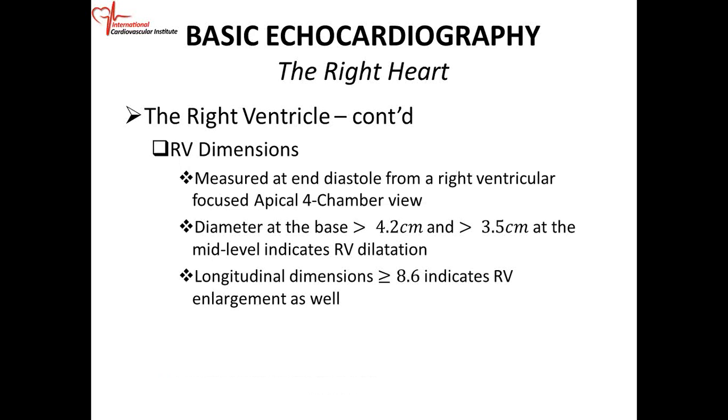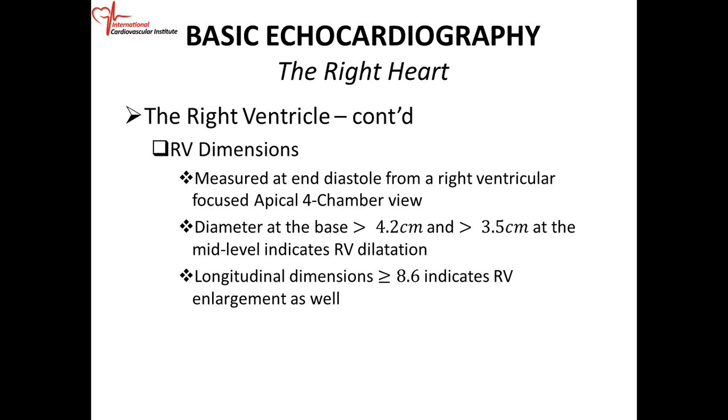Now, we'll show you how to do these RV focus measurements. It's an end diastolic measurement. Right ventricular focus apical four chamber view. So you say it's a right ventricular focus apical four chamber view. It's not your standard apical four. You're going to manipulate the probe to see more of the right side, more of the RV.